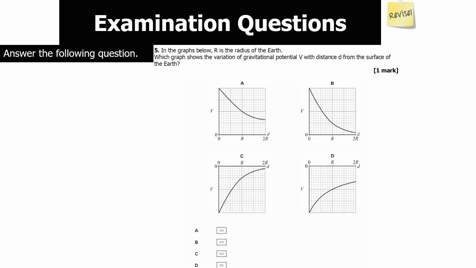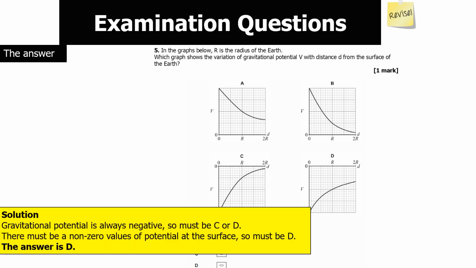The next question says, in the graphs below, r is the radius of the Earth. Which graph shows the variation of the gravitational potential V with a distance d from the surface of the Earth? So pause the video now, then unpause the video when you want to go through your answers. Right, so in this one, we know that the gravitational potential is always a negative value by definition, so A and B cannot be right, so it has to be either C or D. So there must be a non-zero value of the potential at the surface, because we take the potential as being measured from the centre of the planet, so therefore the answer is D.